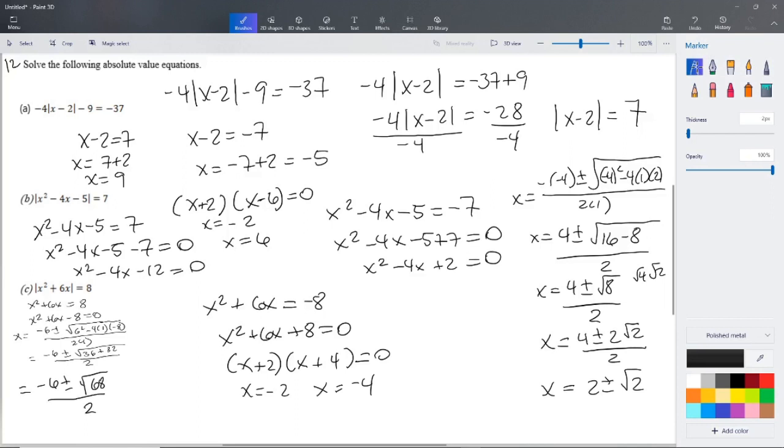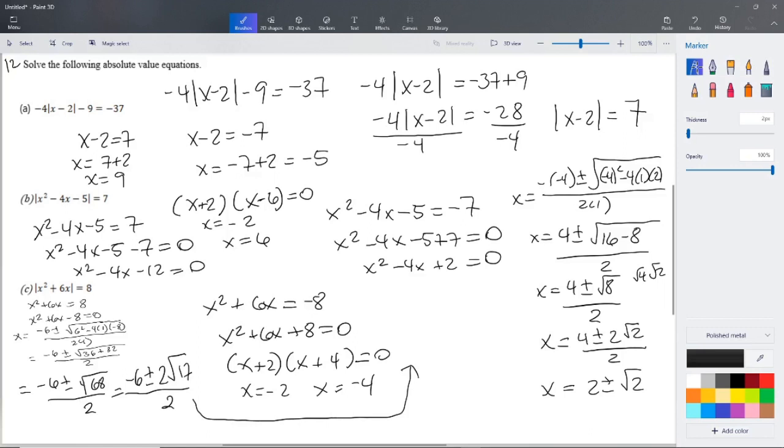Now, the square root of 68 can be broken down. I know 4 goes into it 17 times. And so what we can say is this is the same thing as saying -6 plus or minus the square root of 4, which is 2, times the square root of 17, and it's all over 2. And then much like the second one that we did, 2 can go into 6, and 2 can go into 2 here.